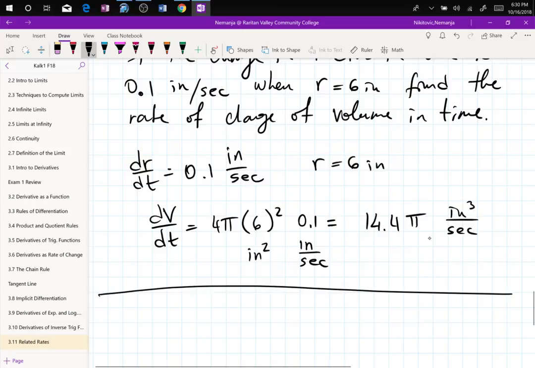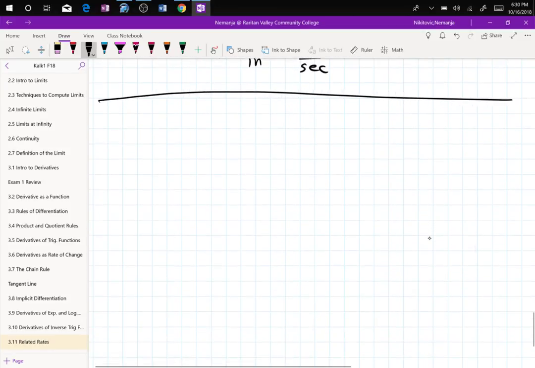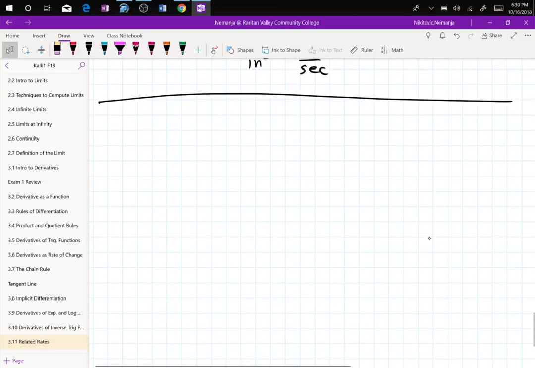Next one. The next one is very interesting because it's going to introduce something new. This is also one of the possible project questions. It's in a rotation.